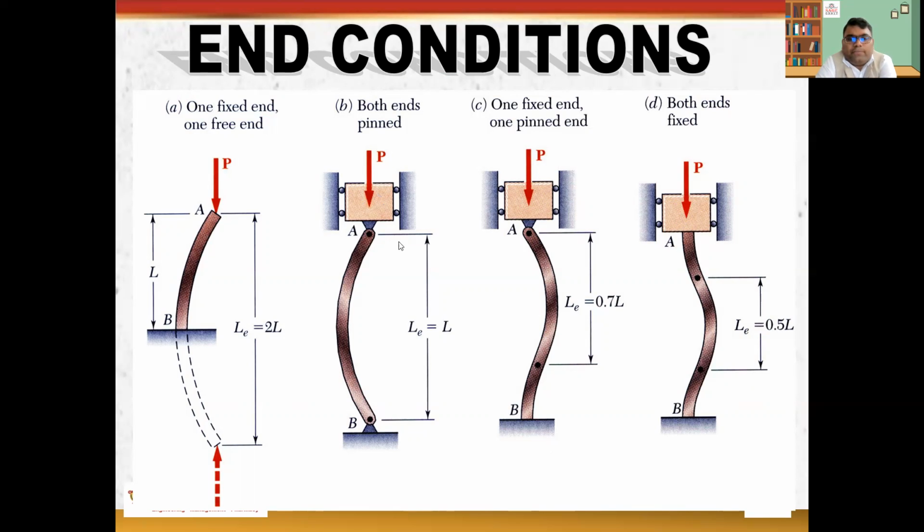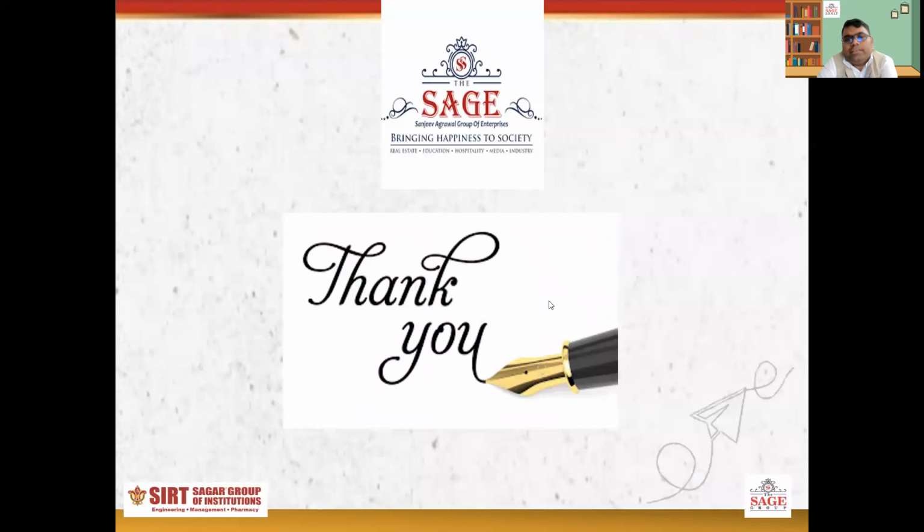Let's see both ends fixed. If both ends are fixed and you apply a load here, the effective length and the original length are equal. If one end is pinned and one end fixed, it would be like this. Here it is 0.7 L, or we can say L upon root 2, and if we solve it, we will get 0.7 L. And for both ends fixed, Le is equal to L by 2. This is the end condition.